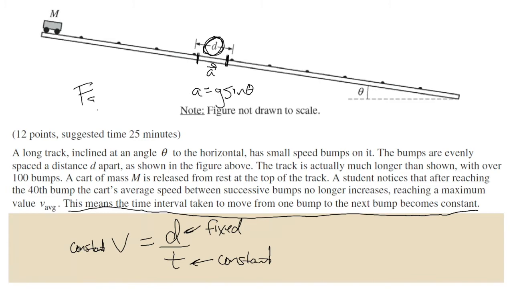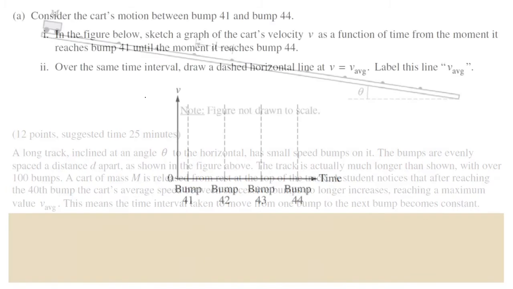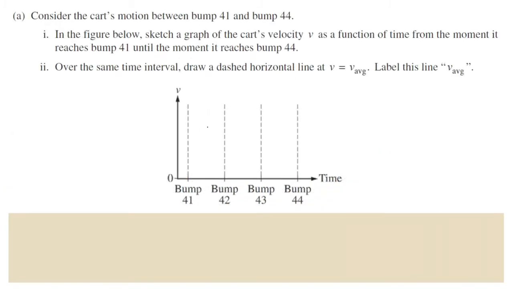Because F_gx is going to be mg sine theta, and of course, if we want to find the acceleration, then we just take the force divided by the mass. So the mass is going to come out, and we're just going to get g sine theta. So we should see a nice, constant, smooth acceleration between the bumps, and then a sudden decrease in the velocity at the bumps. It's going to end up looking something like this.